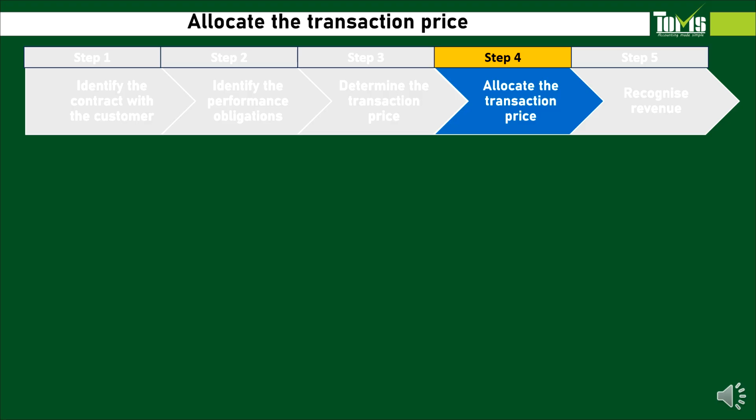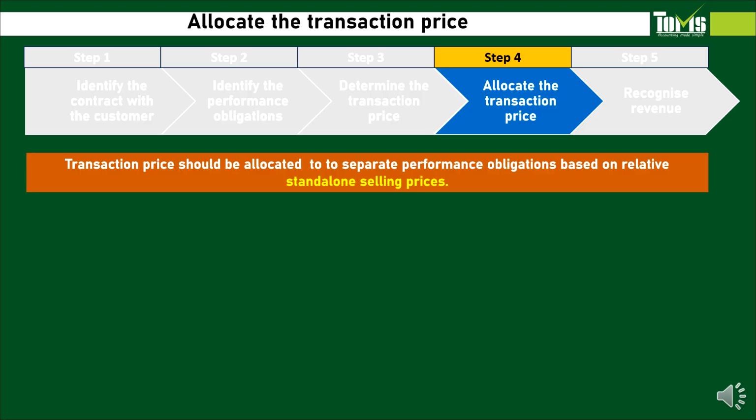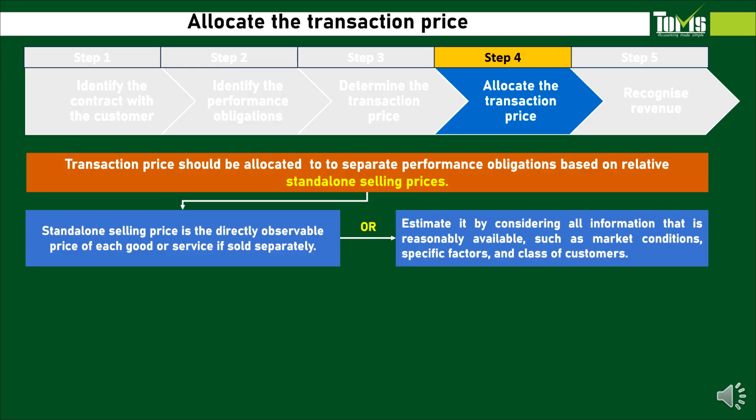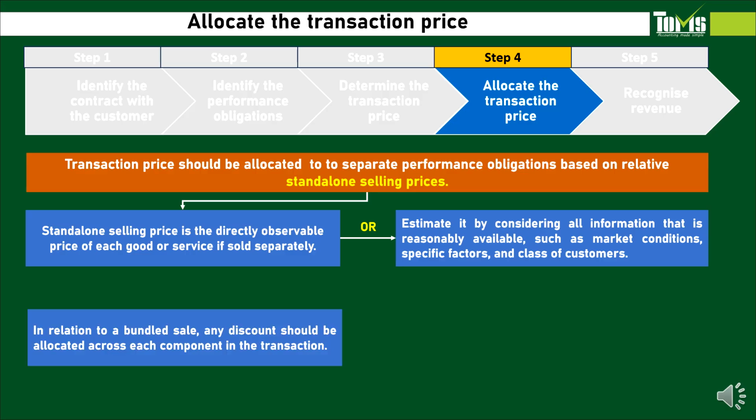Step 4. Allocating the transaction price. Once we know the total transaction price, we need to split it among the different performance obligations. This is done based on their standalone selling prices, that is, how much each item would sell for separately. If it is not readily available, estimate it by considering all information that is reasonably available, such as market conditions, specific factors, and class of customers. If there's a discount, it should be spread across all items unless one specific item gets the full discount.